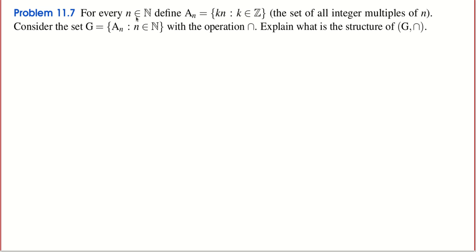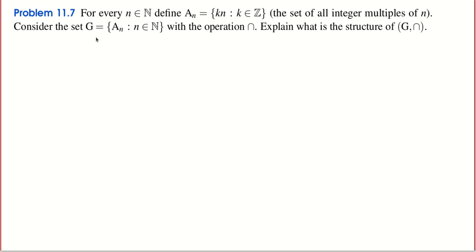Here we have infinitely many sets a_n, where n is any natural number, and these sets are defined as containing all the integer multiples of n. These sets are normally denoted in the literature in a different way, but anyway, we're going to denote them a_n because that's the notation we're using here. And these are not the sets we're going to be concerned with.